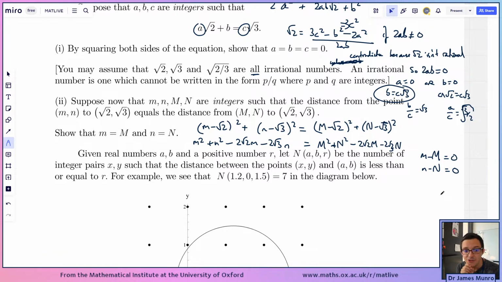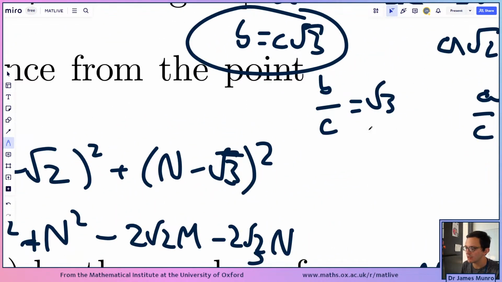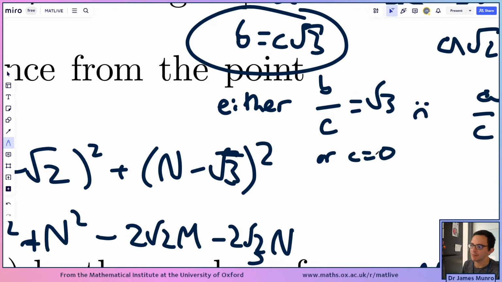So if B over C is square root of 3, so Andrew's pointed back to this bit, root 3 is irrational. Technically, when you see B equals C root 3, then either B over C equals root 3 or C equals 0. Either C is 0 and you're not allowed to divide by C, or if C is not 0, then you can divide and you'll get root 3 as some fraction. This one is not okay because root 3 is irrational, and this one is where we're going. So we're going to say C is 0.